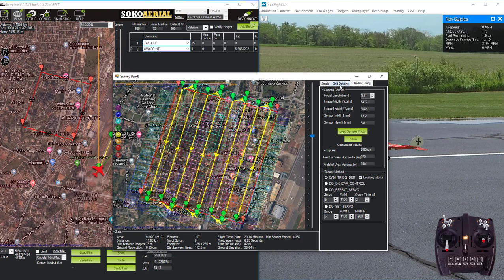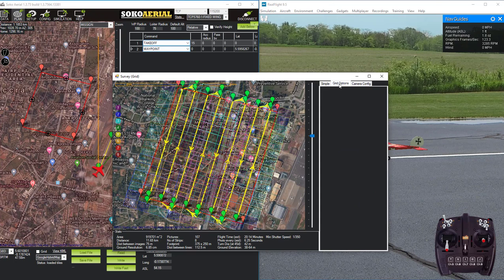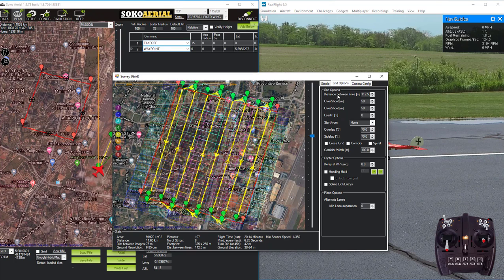The next thing, so here we have the camera details. So this is the image width as well as the image height, the sensor size in terms of the sensor width and the sensor height, and this gives us the various field of views for the horizontal and the vertical. And we also have the grade option.